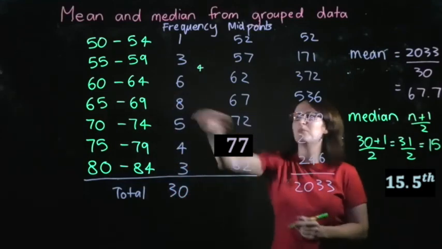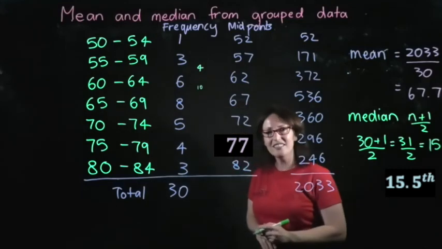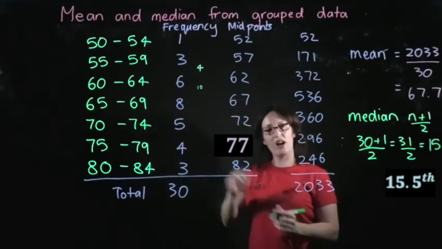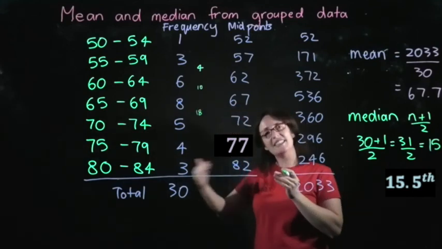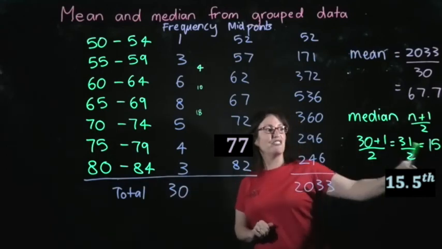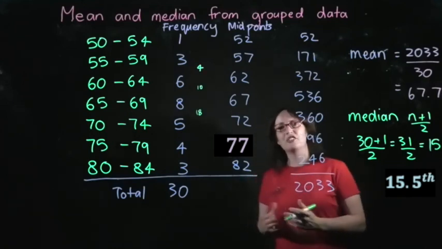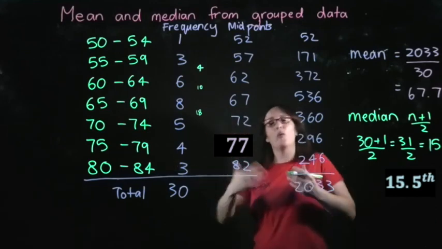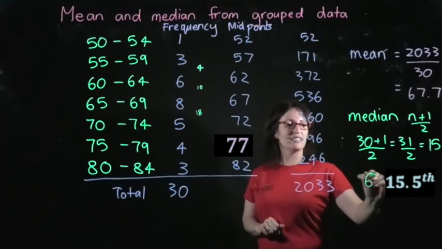We then have 6 people in the next group. So now we've hit a total of 10. And in the 65 to 69 group, we've got 8 people. So by the end of that group, we would have had 18 people. So that middle person is somewhere in there. It's between the 15th and the 16th person. So if we're going to show that on average, people in this group are 67, one way of looking at this is that the median age is 67.